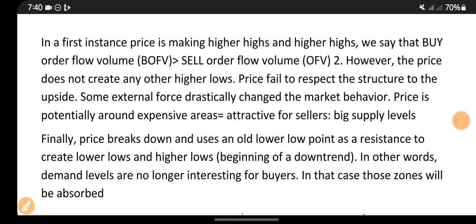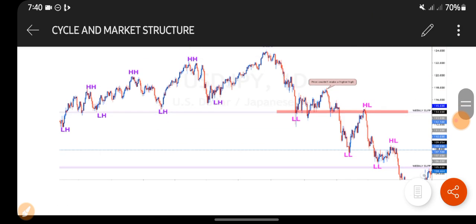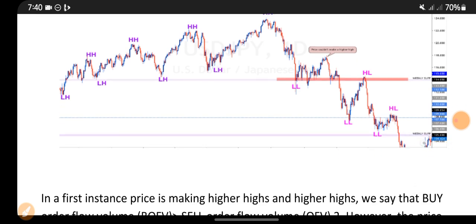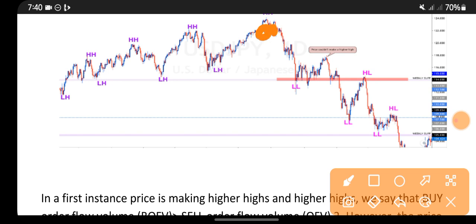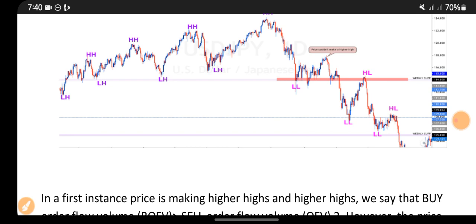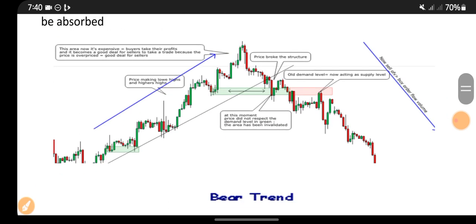So in the first instance, you see price is making higher highs and higher lows. And then all of a sudden, the higher low was broken. This one broke this one. Potential trend change. It came here, wasn't able to break this one, and then it came down. And the price changed, the trend changed.